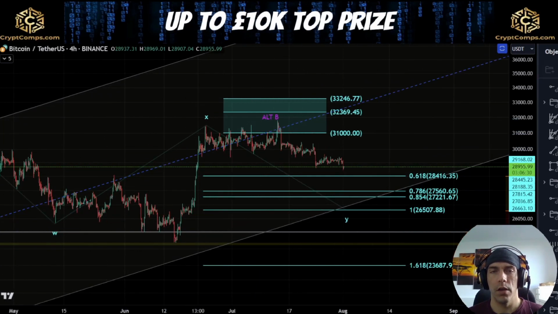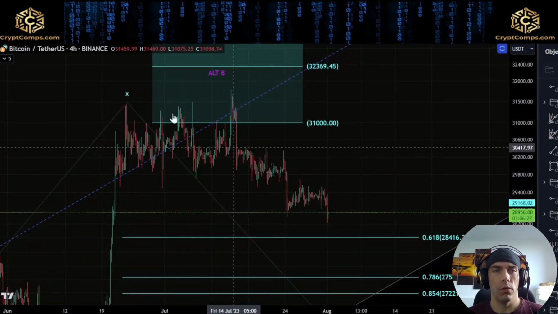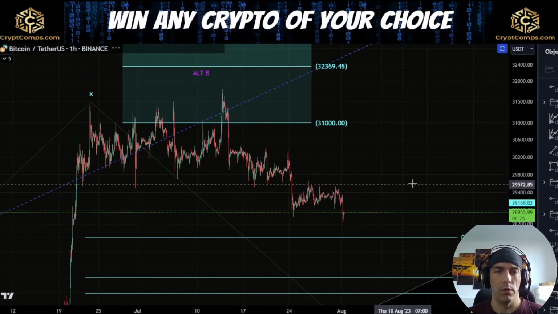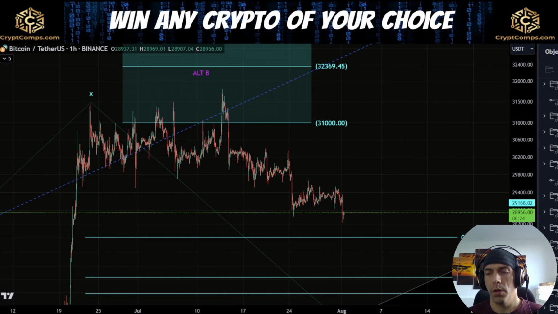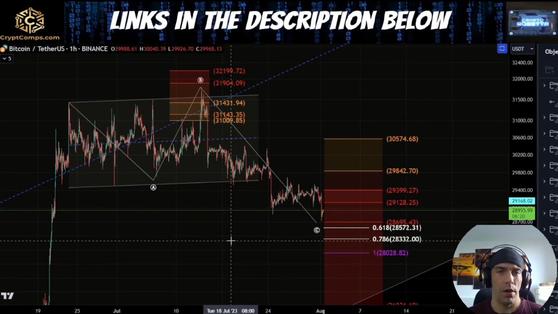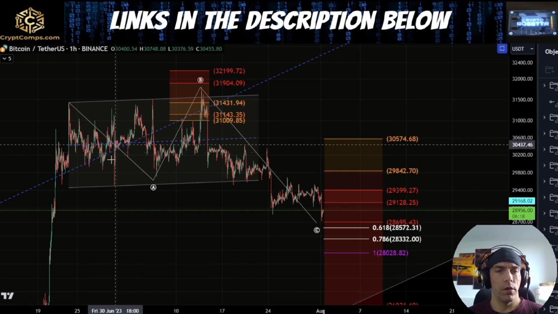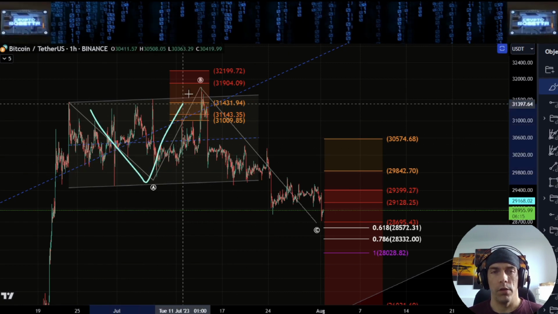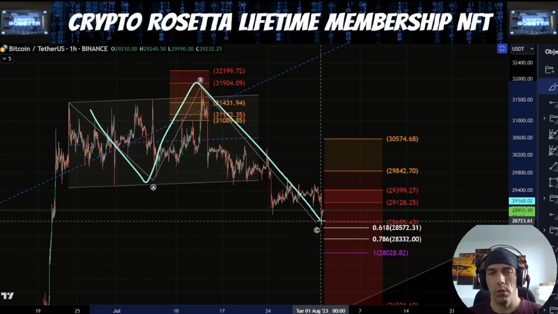So we're actually going to come in here now and we're going to discuss some of the shorter term moves that are playing out within this. Now we were talking about the possibility that this could be a flat as a Y wave. Now within this structure, what we were saying is that we could have this as A, this could be B, and then we were looking for a C wave.